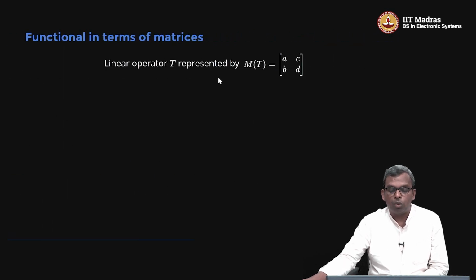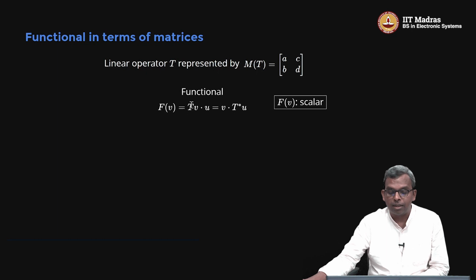And finally, in this functional I've been talking about, you can interpret it completely as a matrix identity. Okay, so I'll show you how it's done. Linear operator T represented by this matrix. The functional that we've been looking at when we defined adjoint is this TV dot U, right, which we saw as the same as V dot T star U. This f of V is a scalar, as we know. So you can have a very matrix algebraic interpretation of this guy. Okay, so how do we do that?